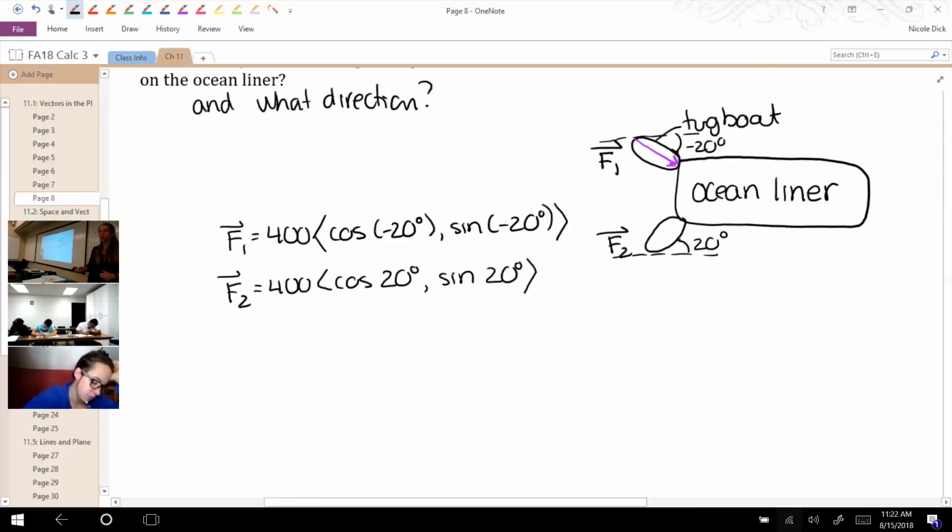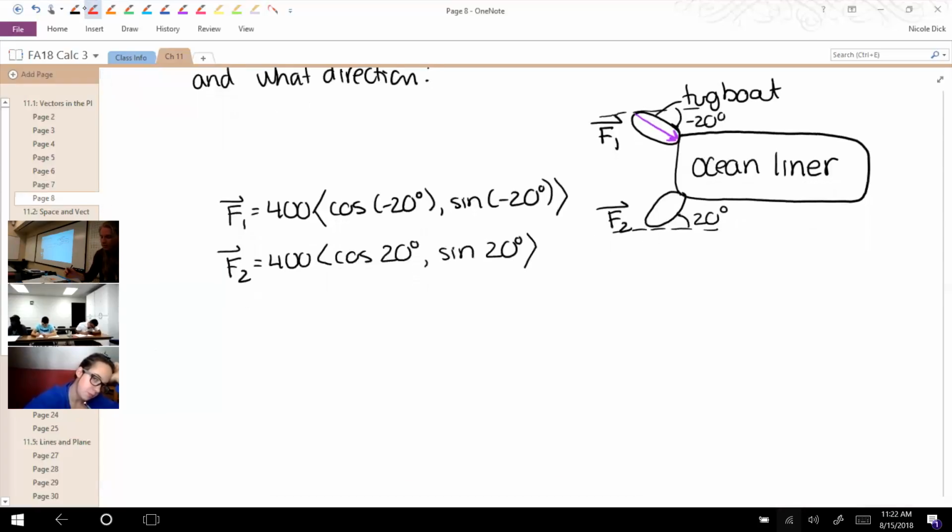Okay, so that tells what each tugboat is doing. And like I said, the ocean liner is just sitting there doing nothing. The tugboats are doing all the work. So if we sum together the amount of work with the force that each of these guys is applying, that's going to tell us what's actually happening to the ocean liner. So really all we need to do is go back and take force 1 plus force 2, and that's going to tell us what's happening to the tugboat. Or to the ocean liner, I'm sorry.